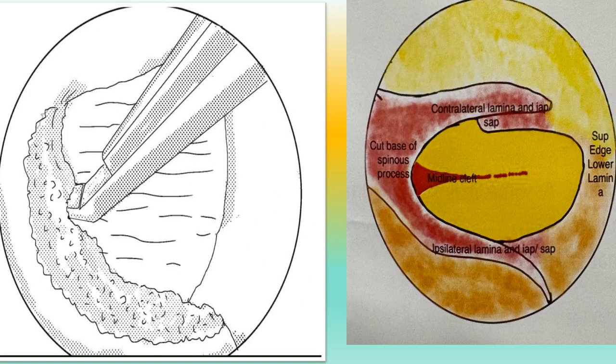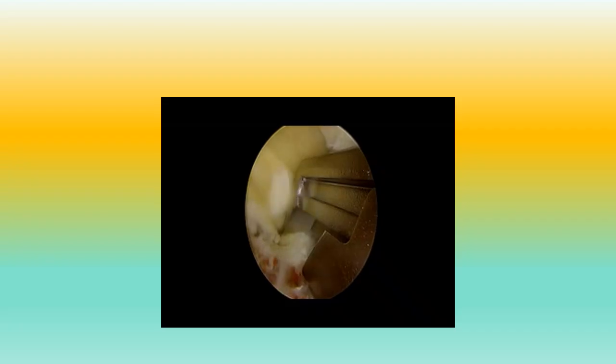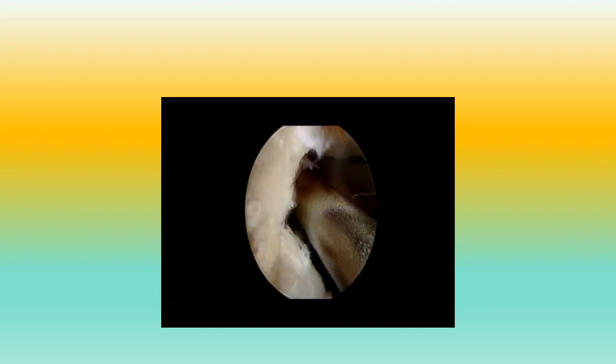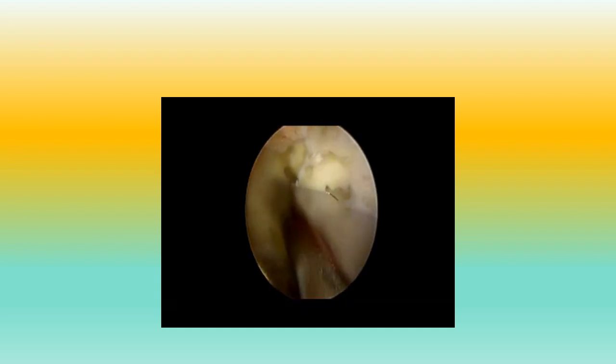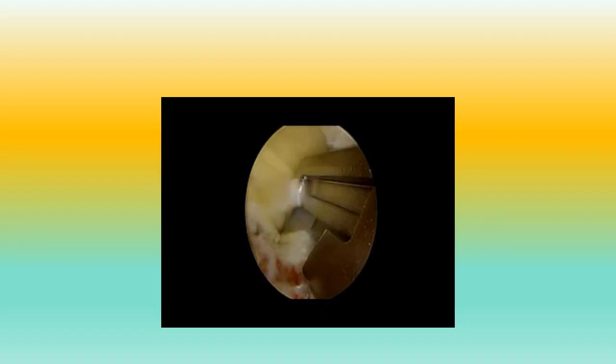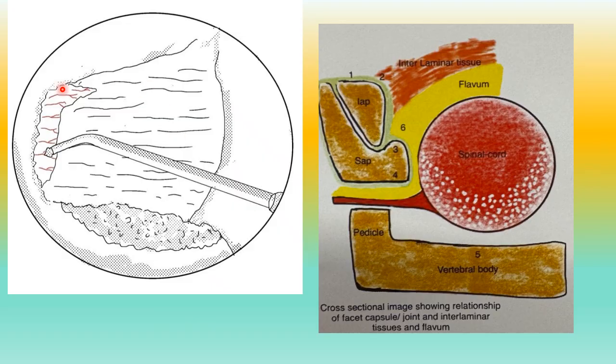Now we remove this garrison like this, enabling us to clear all the anterior cortex and the ligament anatomy. Then once we explore this area, this IAP area partially, we proceed to this area.